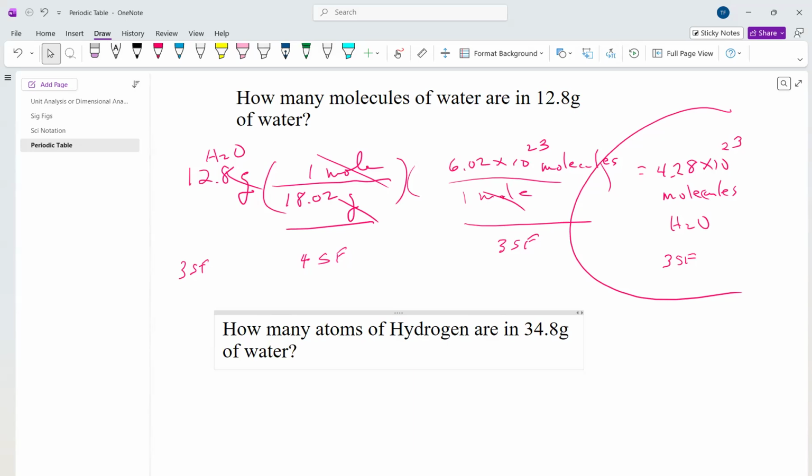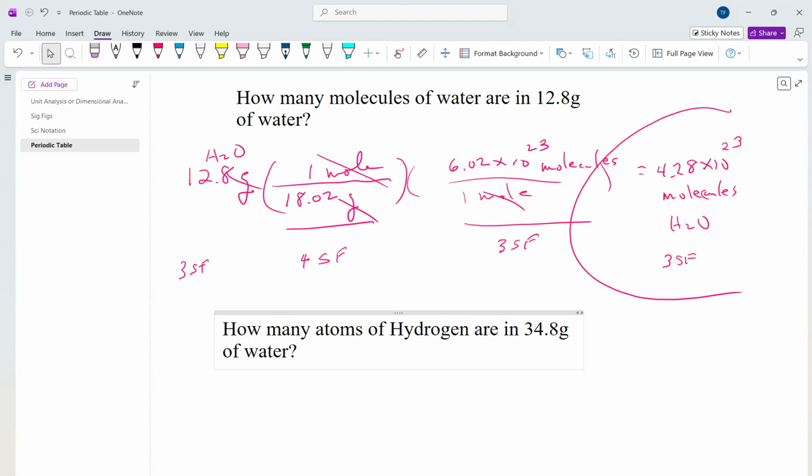How many atoms of hydrogen are in 34.8 grams of water? Now, what's different about this problem? Atoms, not molecules. That's right.